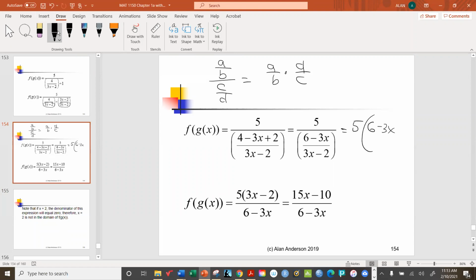Oh, no, my fault. No, not yet. No, I'm reversing. I'm taking the inverse. 3x minus 2 goes here. And then this stays down here. Okay, and that's why it looks like this, because of this property right here.